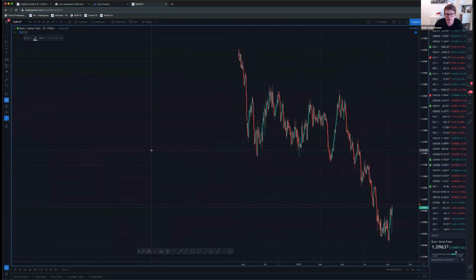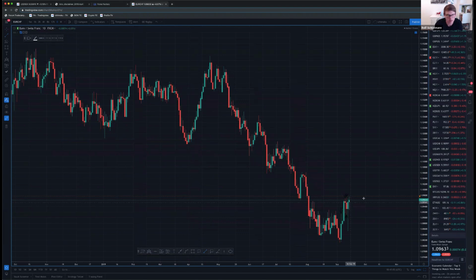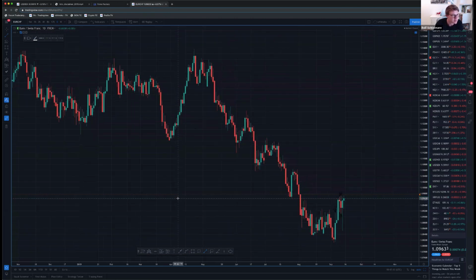Euro Swissy, I don't trade it. Well, maybe. I'm not sure yet. Maybe it looks like a long. We don't know yet. Right now, it's not a long trade. It's shaping up to be a long trade, but not right now. A few things still need to happen for this.